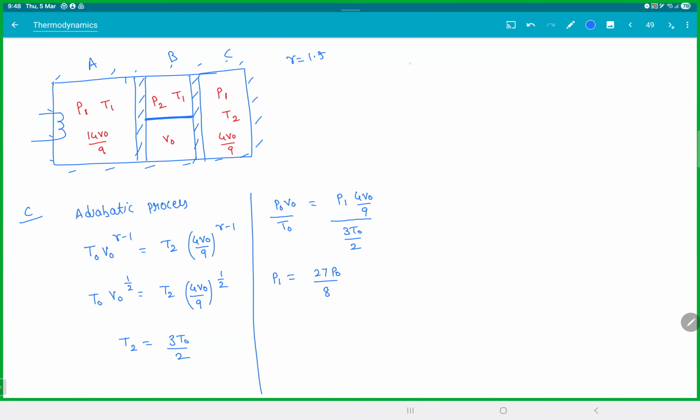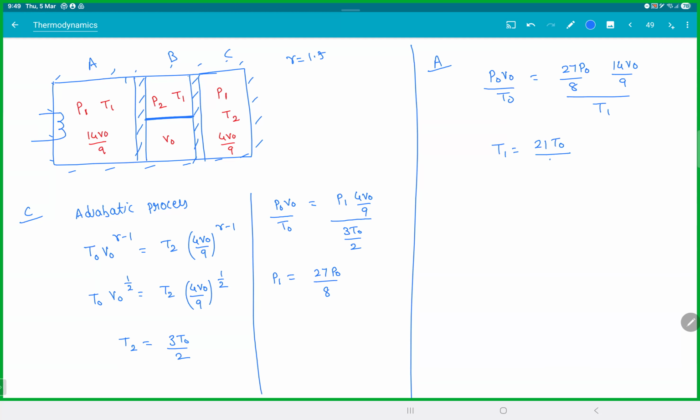Now look at compartment A. P naught, V naught by T naught. The number of moles are constant. The final pressure is P1, 27 P naught by 8, and the volume is 14 V naught by 9 by T1. There, that will give you the temperature also. That is 21 T naught by 4.